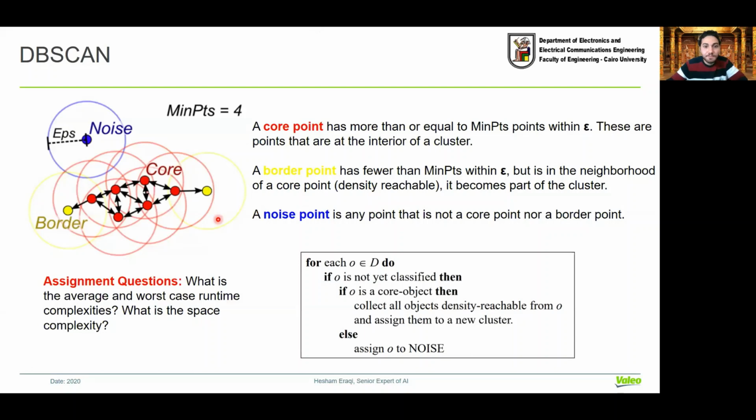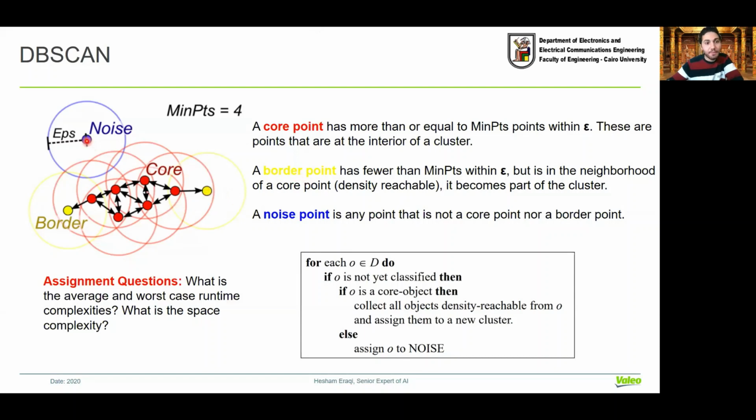So this is the pseudocode for the DBSCAN algorithm, and the DBSCAN algorithm is classifying each point as either a core point or a border point or a noise point. If it is a high density point, it's a core point. If it is a low density point, it can be a noise point or it can be a border point. By default, it is a noise point. But if it is a direct neighbor of a core point, it is classified as a border point.